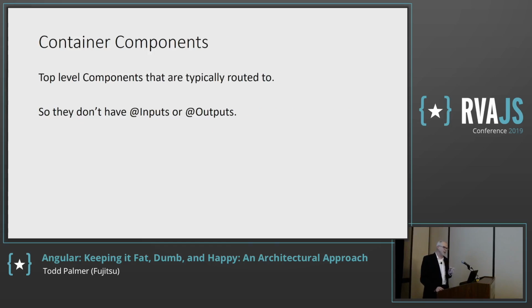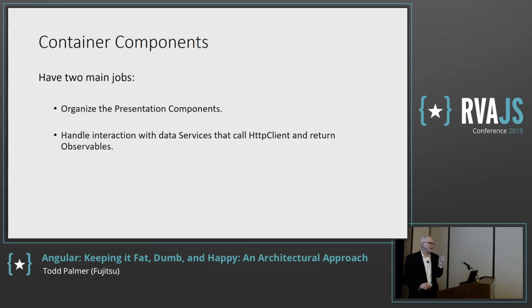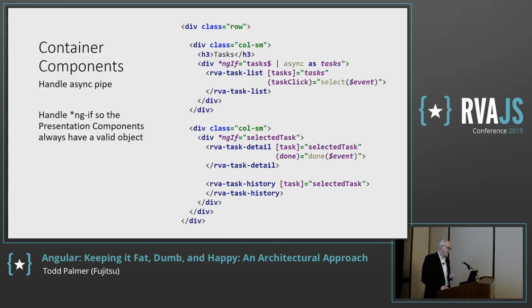So the container components, those are the top level components, and typically they're being routed to, right? So they're not going to have things like inputs or outputs. And the container components have two main jobs. So organize the presentation components, and then handle the interaction with the backend data services, typically REST type of services, right, where they're loading the lists of data to show in the component.